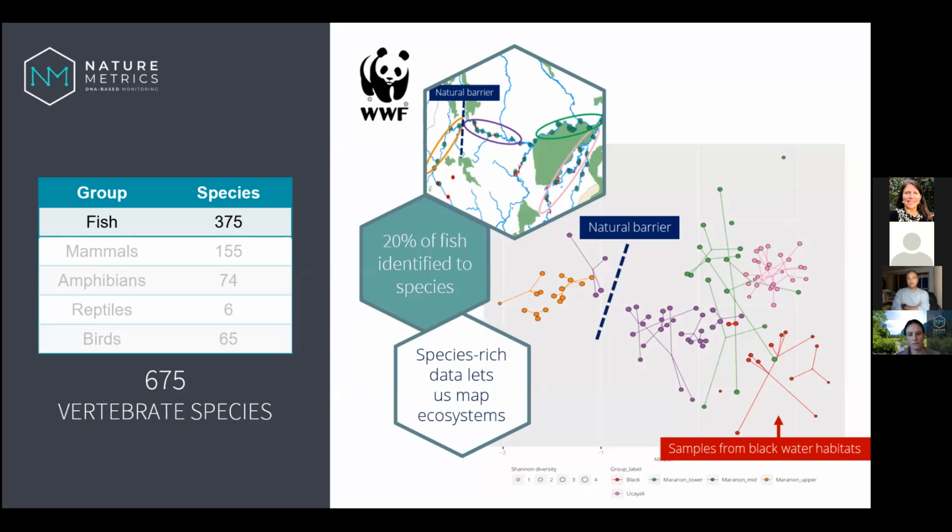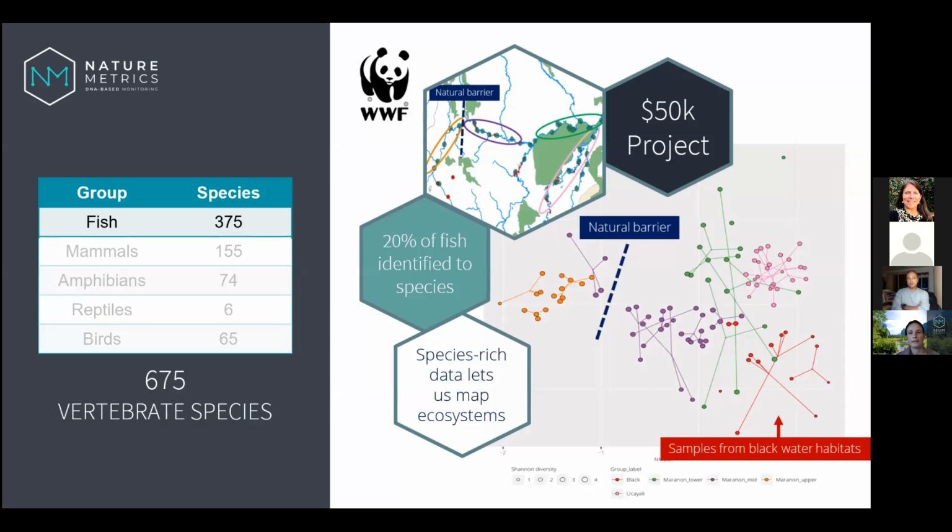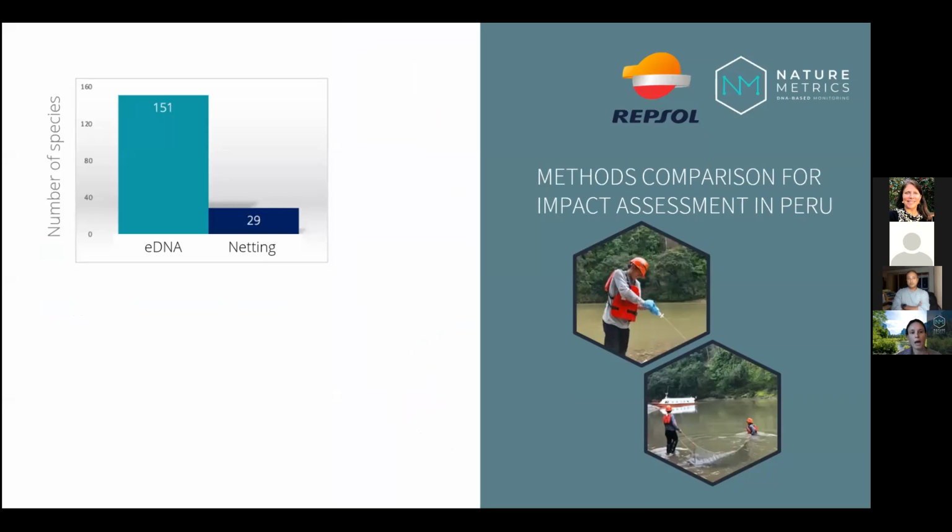So when we've got lots and lots of data, basically, we can start to map ecosystems across the landscape. And this project was approximately a $50,000 project to obtain data on 675 vertebrate species at this landscape level in Peru. We've also done some in this same area.